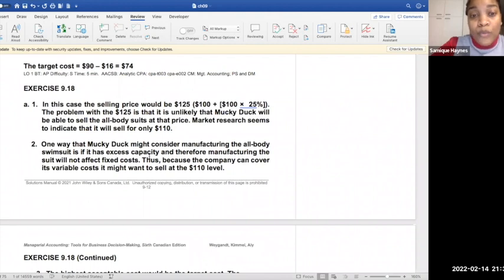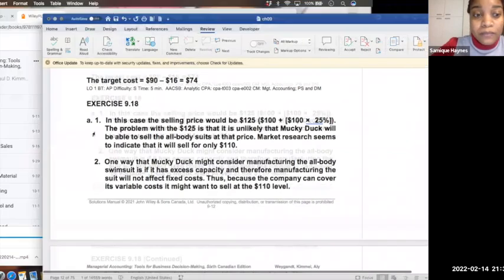Okay, with $110, we are able to cover our variable costs. So then if we have extra room in our factory, then why not? We'll create it, okay? As long as we can cover our variable costs, as long as we have a positive contribution margin, then we can. So contribution margin is what people use to make decisions in this type of situation, okay?